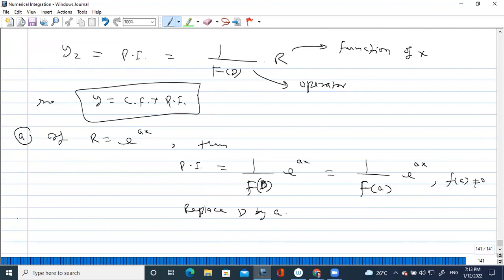Okay. Now the second type of case. One more thing: suppose f(a) is zero, then what to do?